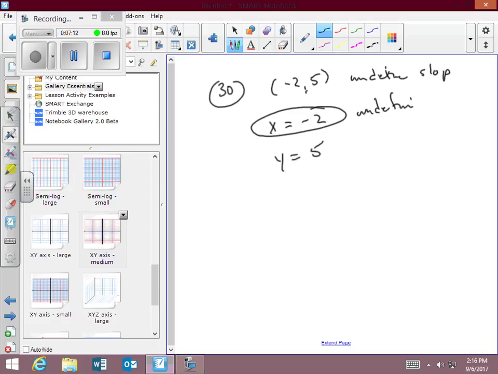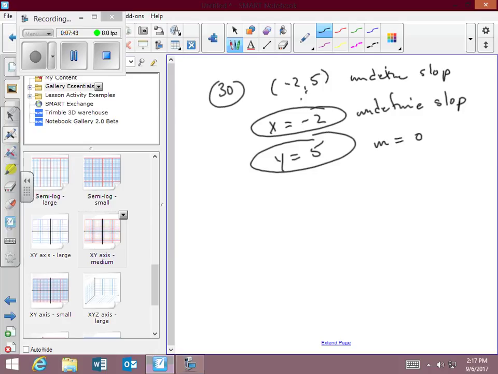And it goes through that point. What would this one be? A slope of 0, and it would go through that point, (-2, 5). So, do you see? Depending upon, if you're given a point and you're given an undefined slope, it's going to be x is equal to the x component. If you're given a 0 slope, it's going to be y is equal to the y component. Does that make sense?